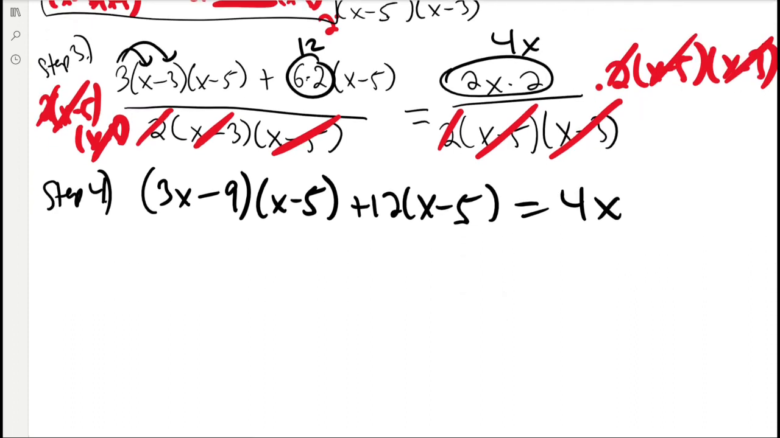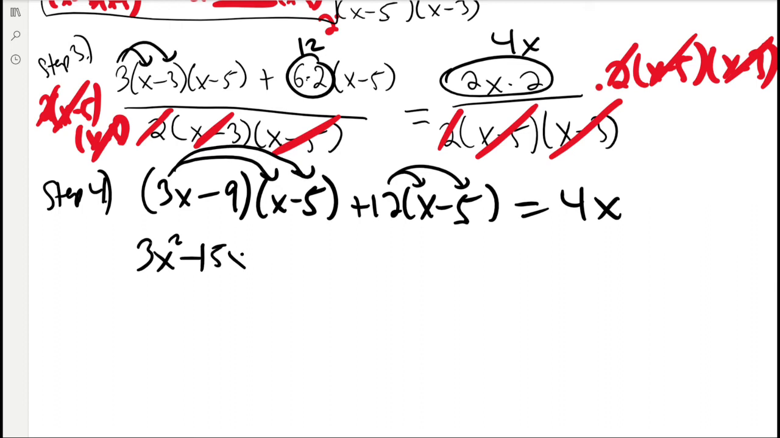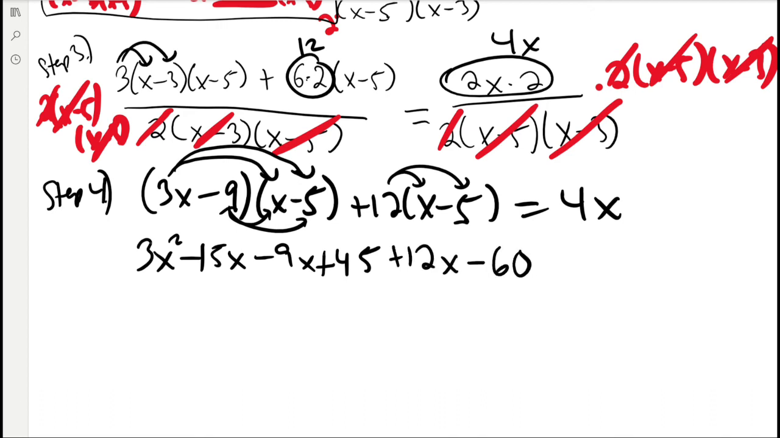Now we're going to have to distribute this, and we're going to have to FOIL the left side. So we got first, outer, inner, last. So first is 3x times x, just 3x squared. Outer, 3x times negative 5 is negative 15x. Inner is negative 9 times x, negative 9x. Last, negative 9 times negative 5, positive 45. Then we're going to have to distribute the 12. 12 times x is 12x. 12 times negative 5 is negative 60. Bring down the 4x on the right side.